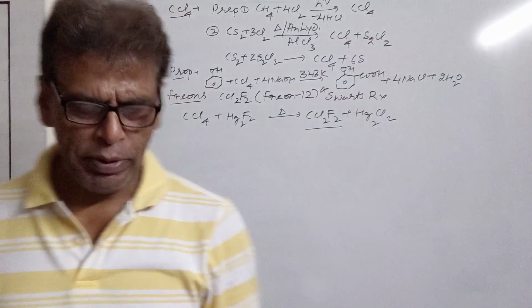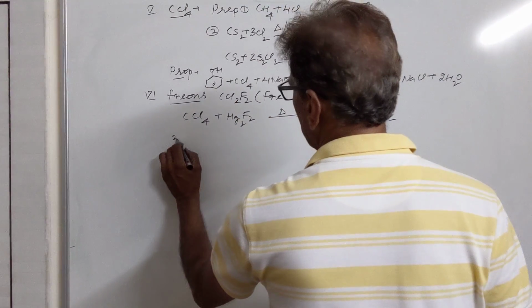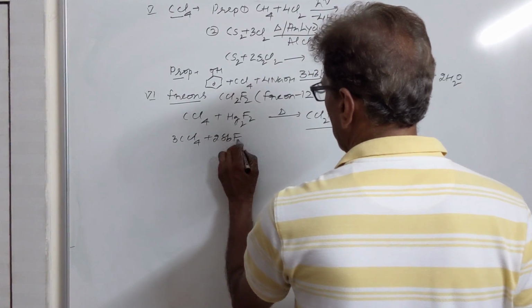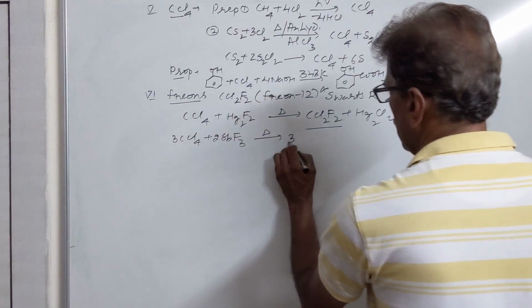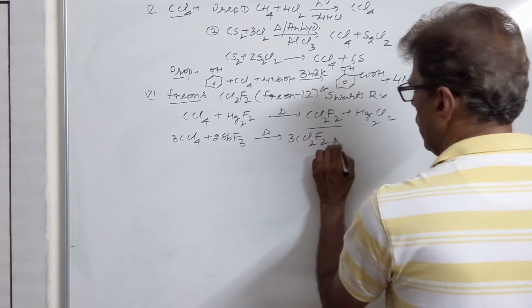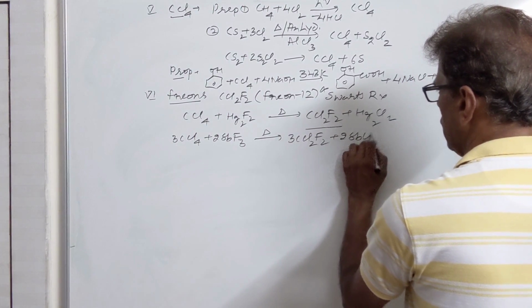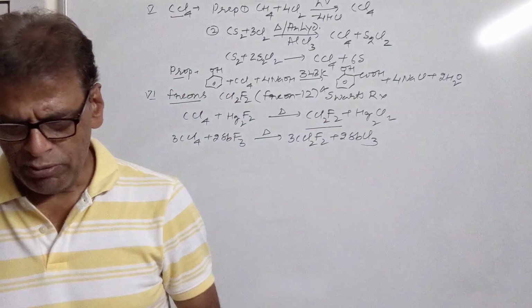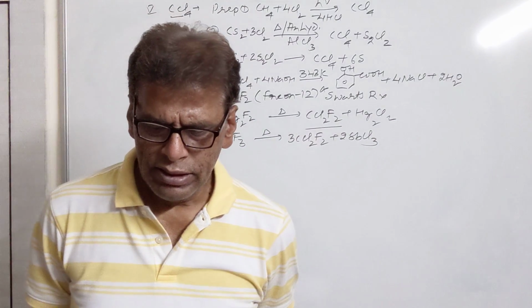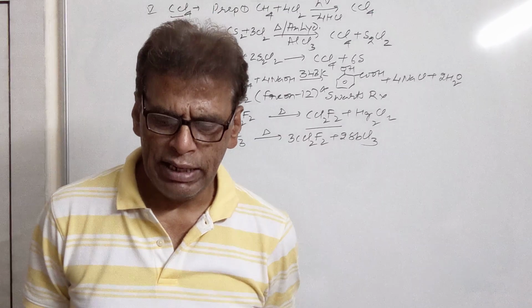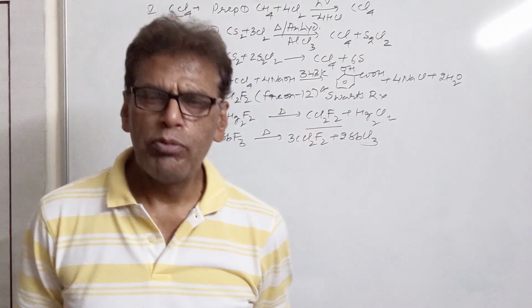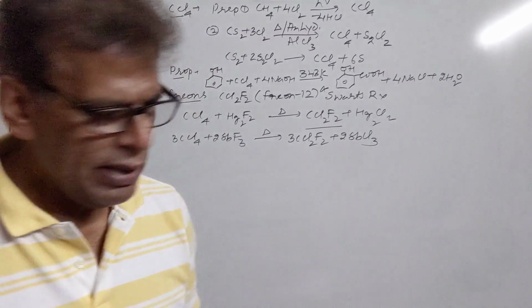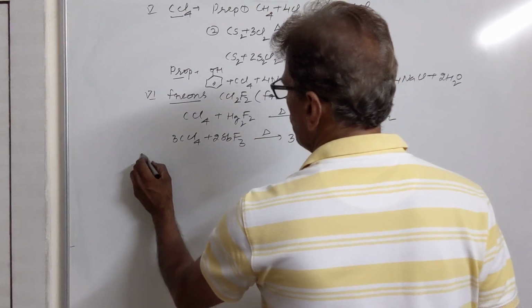It can also be prepared from carbon tetrachloride, 3 molecules of CCl4 heated with 2 molecules of antimony trifluoride. We get 3 molecules of freon 12 plus 2SbCl3. So freon 12 is used in refrigeration, and in the stratosphere it starts a chain reaction damaging the ozone layer, producing holes in the ozone layer. Then we have a very important compound, that is DDT. We have already prepared DDT.